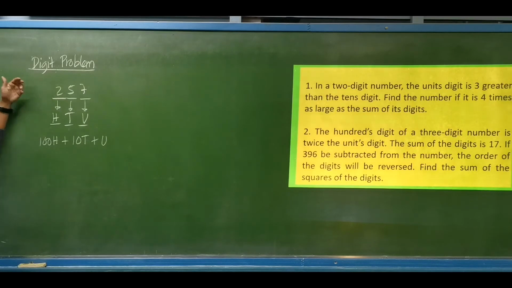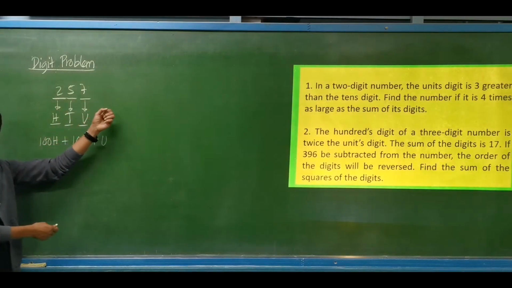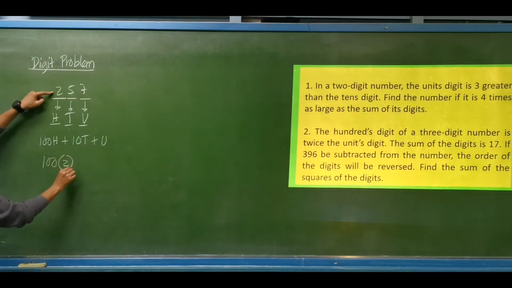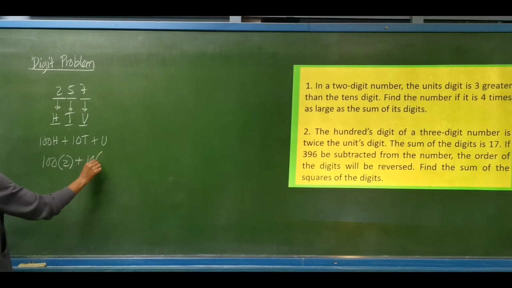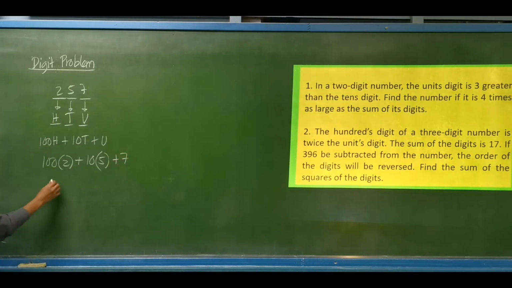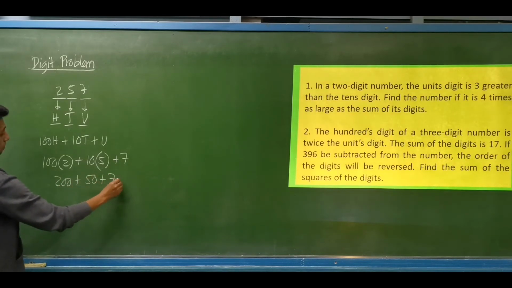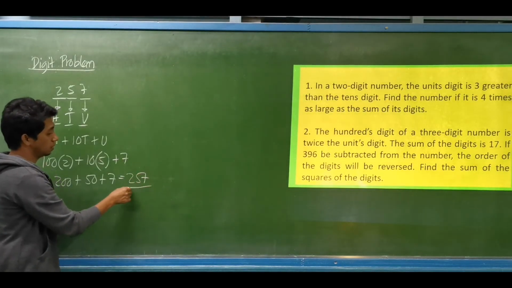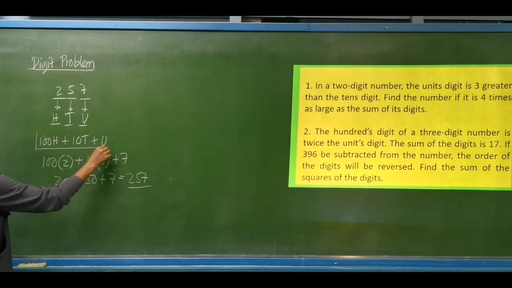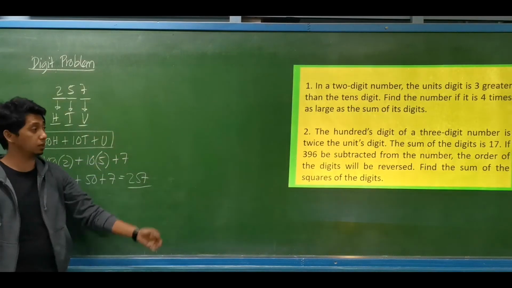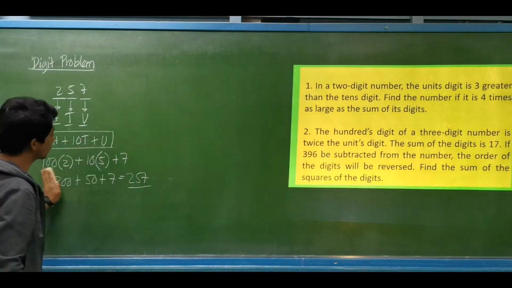So again, if you are to, for example, compute for the actual value of the 3-digit number, that is 100 times, what is our hundreds digit? This is 2. Plus, we have 10 times the tens digit, which is 5, plus the units digit, which is 7. So this is the same as 200 plus 50 plus 7, which is 250 plus 7. So we may express the unknowns in terms of these terms: 100h plus 10t plus u if we have a 3-digit number. So let's have example number 1.